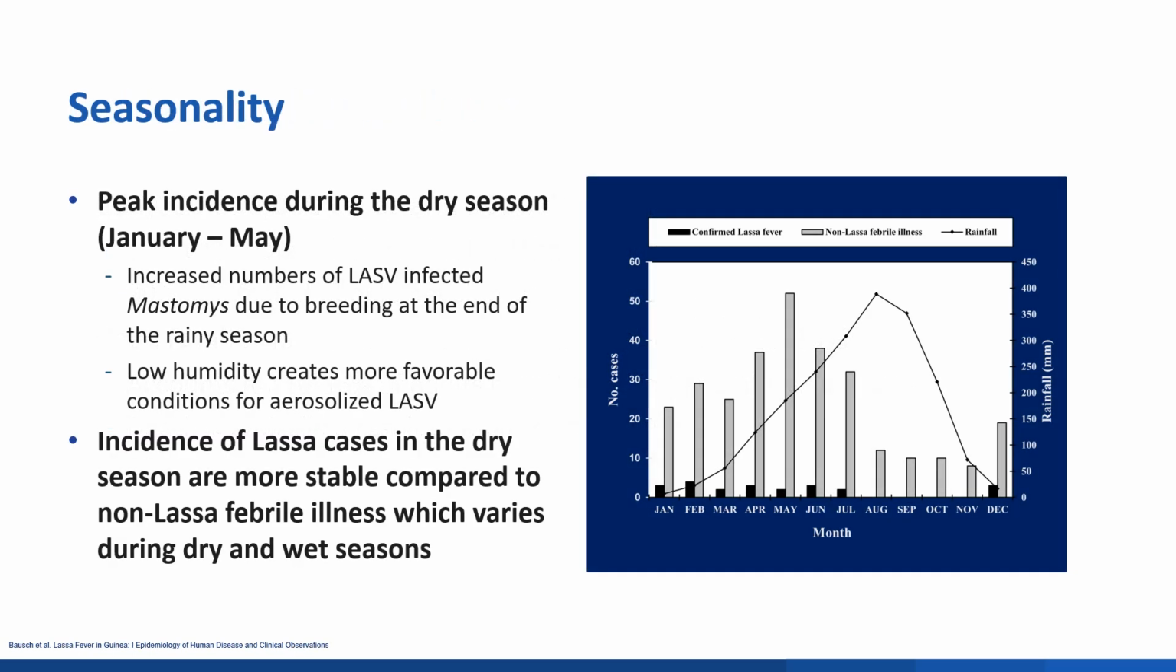In endemic countries, the peak incidence of Lassa fever cases occur during the dry season, which typically runs from January to May. Mastomys breeds at the end of the rainy season, increasing the number of Lassa virus-infected rodents during the dry season. In addition, low humidity during the dry season creates more favorable conditions for aerosolized Lassa virus. This graph shows the incidence of Lassa fever cases and cases of non-Lassa febrile illnesses by month and average monthly rainfall in Sierra Leone over a 1-year period.